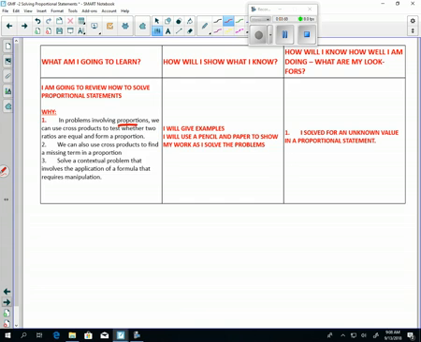So our learning target today is involving proportions. We're going to use cross products or cross multiplying to find the missing term. And later we'll look at problems. Today will just be figures, and tomorrow we'll look at word problems.